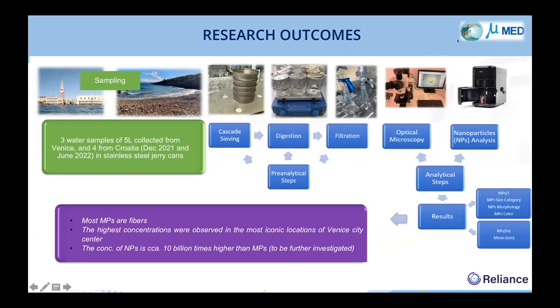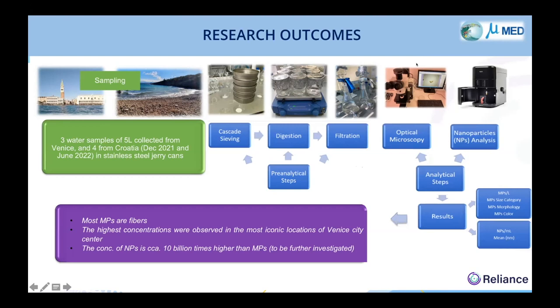Then we go to the analytical steps. We have a dual modality. Actually, we can use optical microscopy and nanoparticle analysis. From this workflow, you go to the raw data and your first results. Results concerning microplastics are microplastics per liter, a kind of counting of microplastics, but you can also categorize microplastics according to their size, morphology, and color. And then on the other side, you have the possibility to count nanoparticles.